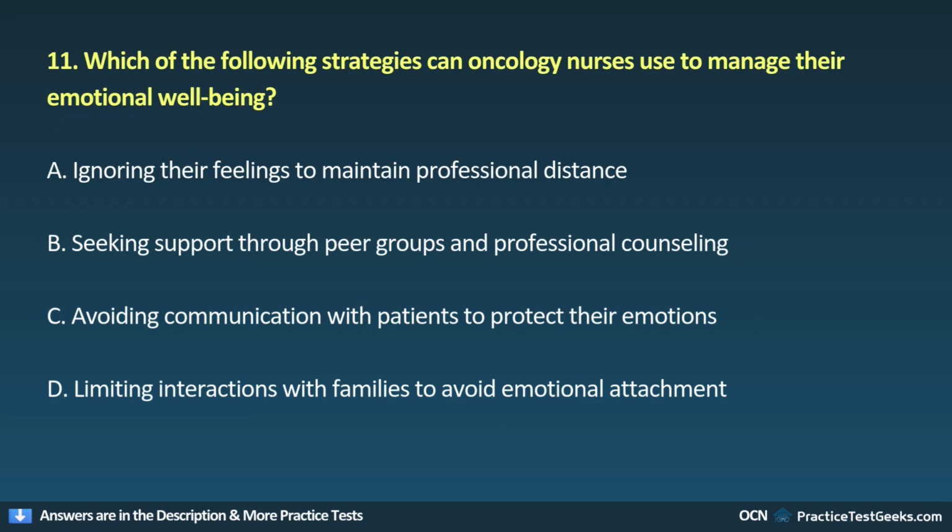11. Which of the following strategies can oncology nurses use to manage their emotional well-being? A. Ignoring their feelings to maintain professional distance. B. Seeking support through peer groups and professional counseling. C. Avoiding communication with patients to protect their emotions. D. Limiting interactions with families to avoid emotional attachment.